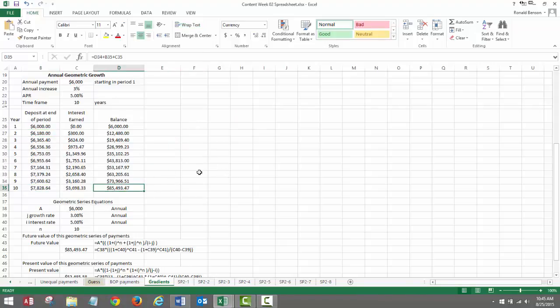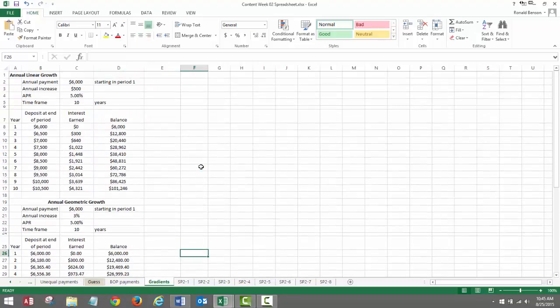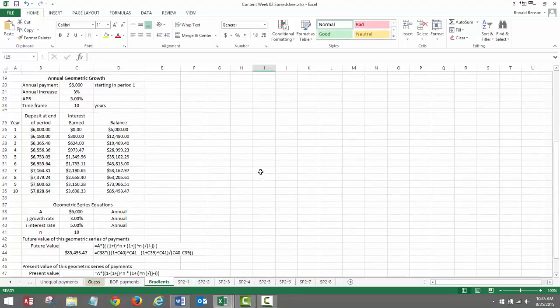And that results in a $85,493.47 balance at the end of year 10. A little bit less than this. This is growing faster. The 500 is faster than that. Arithmetic wouldn't necessarily be, if we change this to 400, see, it's down to 96, getting closer, so it's equivalent to, say, about 350. 93, 85, even less than that.